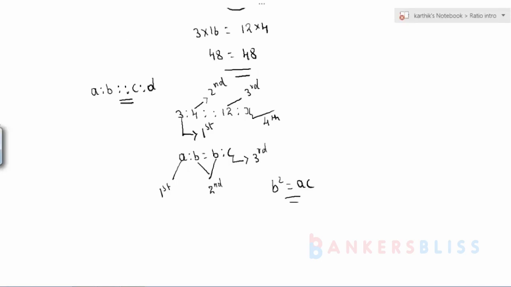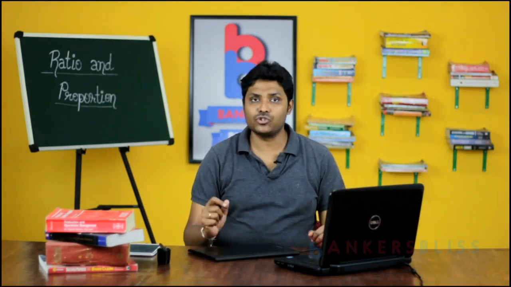If one value increases, the other value also increases. See here, if A increases, B also increases. If A decreases, B also decreases, in the same proportion. So this is called direct proportion to each other.